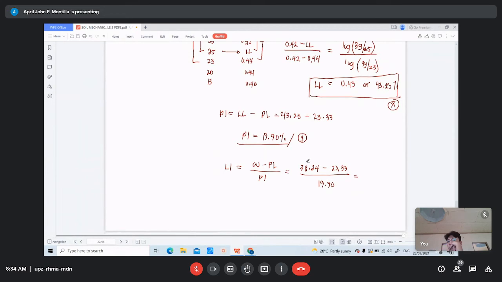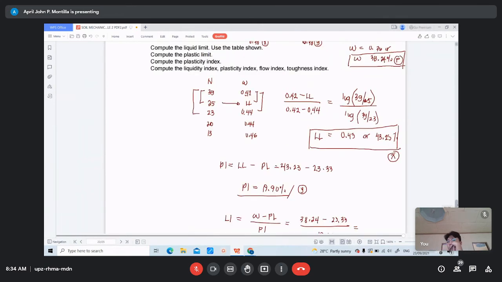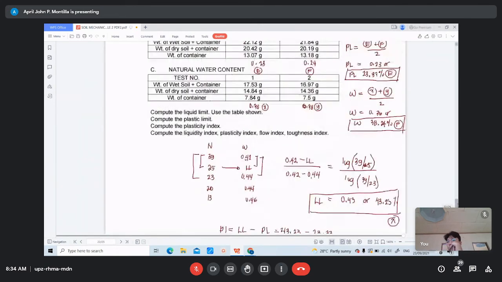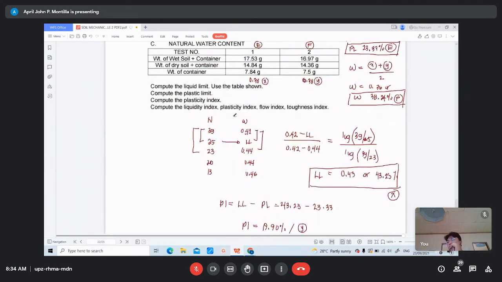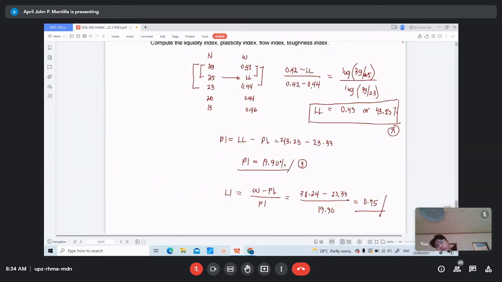Ito ay naka-store kay F, ang PL ay E. F minus E over Y. F minus E over Y. What is liquidity index? 0.75. And then next one, compute the plasticity index. Tapos na yon. Compute the flow index, IF.